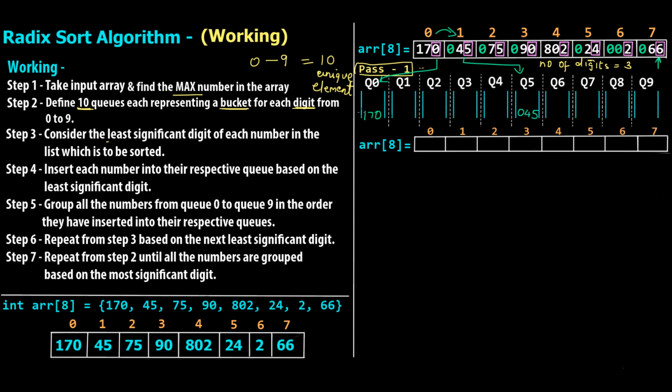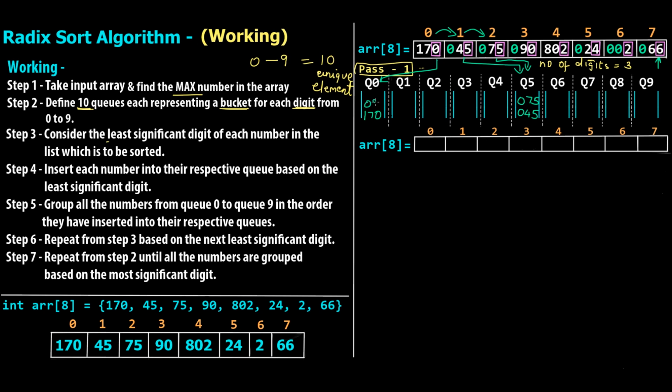Now these are resembling buckets, also known as queues. The basic concept of a queue is first in, first out. Whichever element goes in first comes out first. You'll understand that use case as we move ahead. But let's move to the next element, 075. Again, the units place is 5, so it goes in Q5. I'm going to write 075. Similarly, 090 will go in Q0 because the least significant digit is 0, and 0 is for Q0.